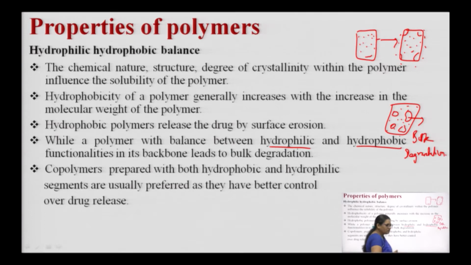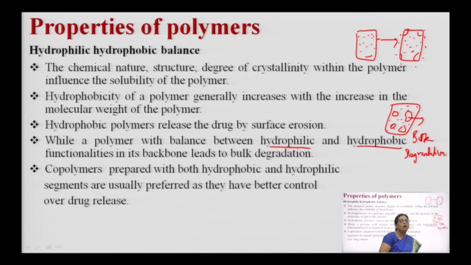Nevertheless, sometimes it is required that we make copolymers. These copolymers are prepared by mixing hydrophobic and hydrophilic polymers, and they are usually preferred because they will exercise a better control over drug release, because they can be tailor made to the desired drug release rate, they can be designed to get the desired drug release rate. Therefore, copolymers may be preferred.